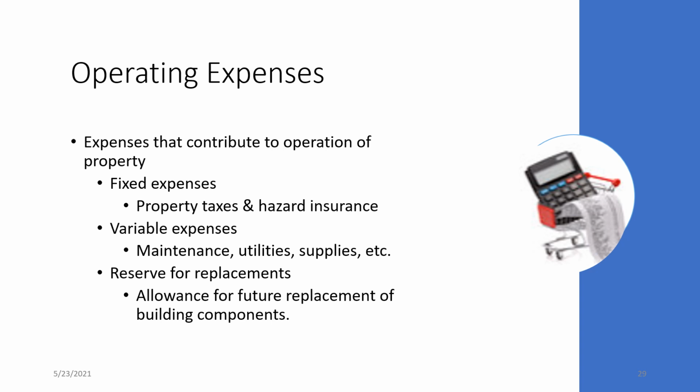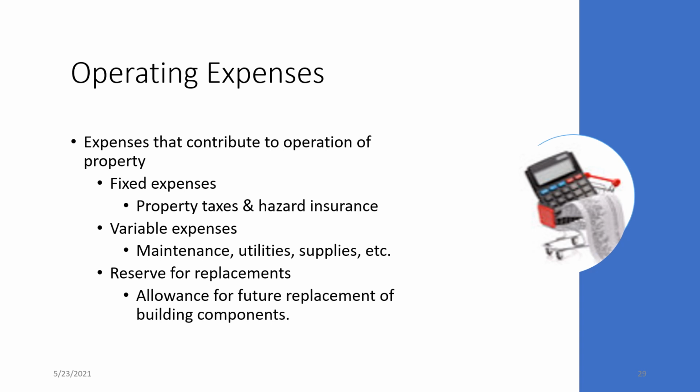Operating expenses are what contribute to the operation of a property, and there's three types. There's fixed, variable, and reserved for replacements. Fixed expenses are like your property taxes and hazard insurance that do not go up and down during the year because of occupancy. They stay the same.